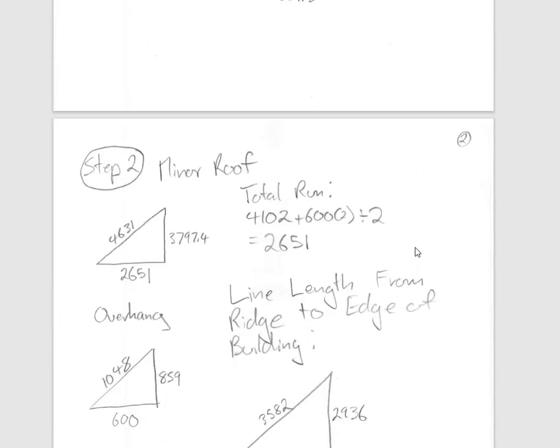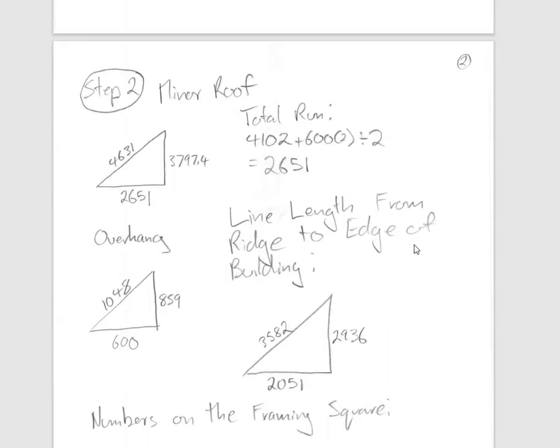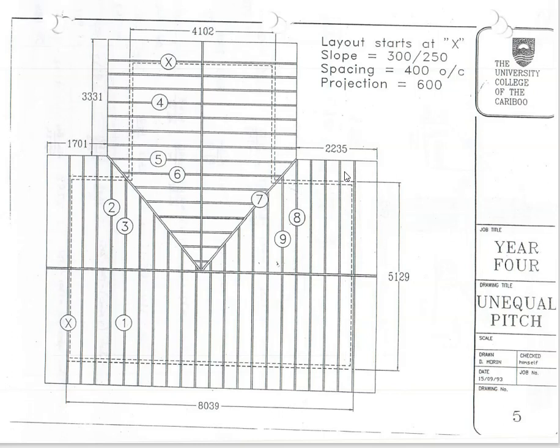Let's do the exact same thing on the minor. The difference here being is we don't have a slope for the minor. We have to find that slope. We find that slope using the rise that we determined, the total rise, that 3797.4 we determined with the major roof. And we calculate the total run of the minor. So in the same way that we found out the run here, we find out the total run here by adding 4102 plus 2 projections divided by 2. It gives us that total run there.